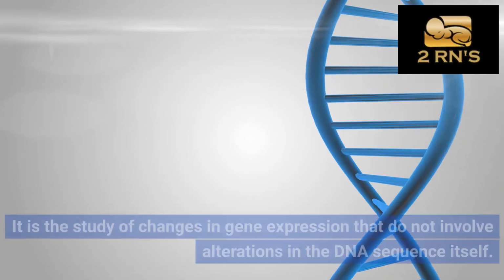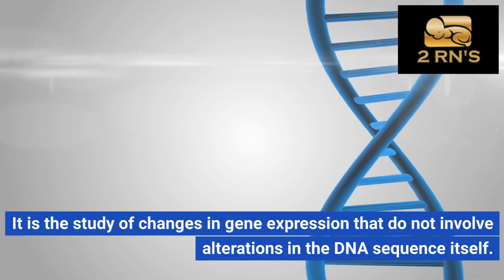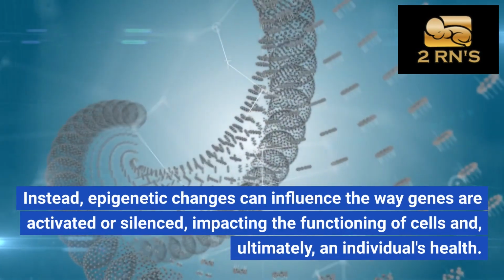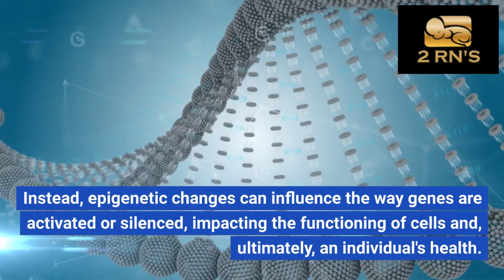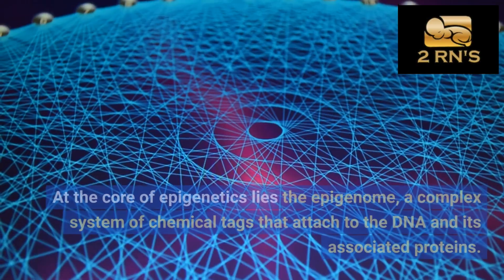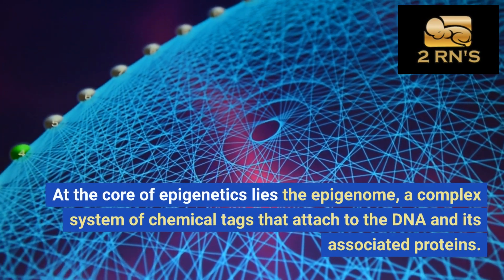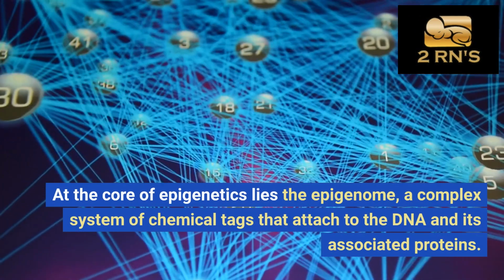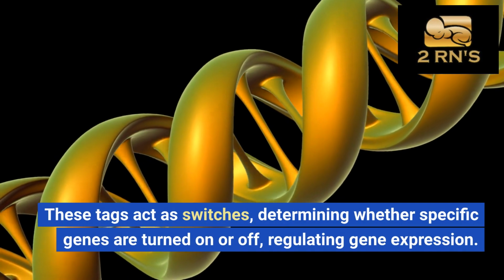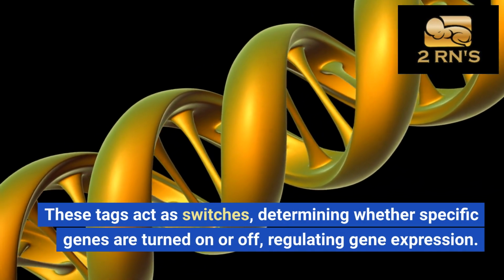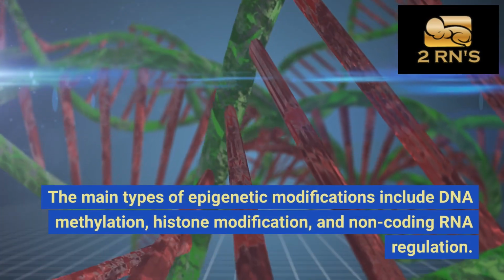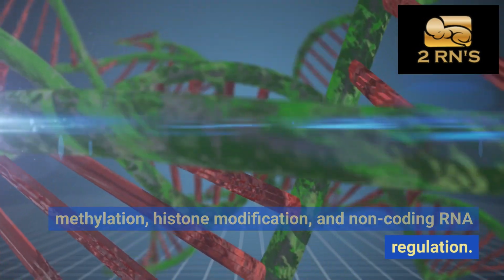Epigenetic changes can influence the way genes are activated or silenced, impacting the functioning of cells and, ultimately, an individual's health. At the core of epigenetics lies the epigenome, a complex system of chemical tags that attach to the DNA and its associated proteins. These tags act as switches, determining whether specific genes are turned on or off, regulating gene expression. The main types of epigenetic modifications include DNA methylation, histone modification, and non-coding RNA regulation.